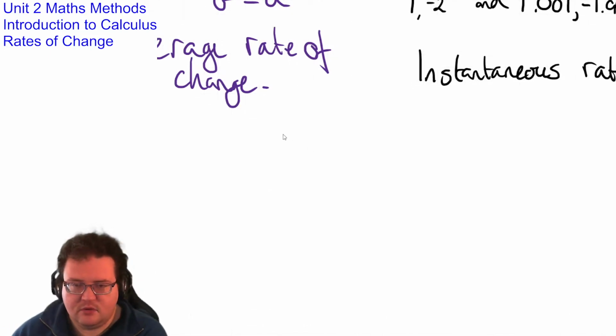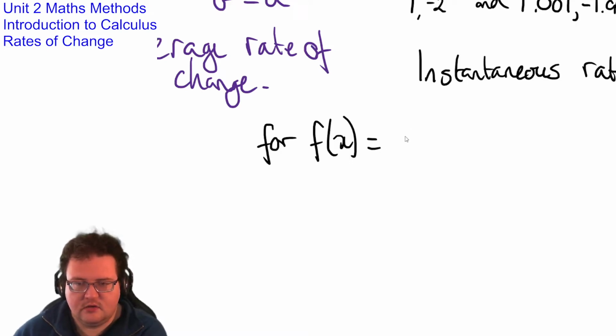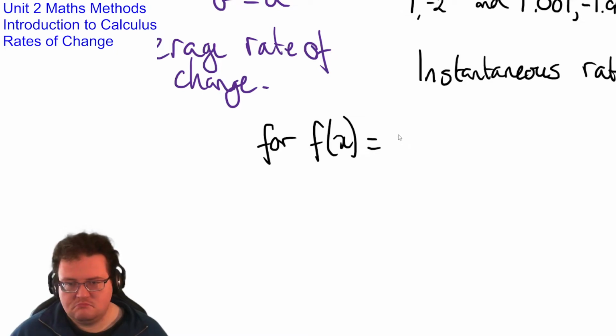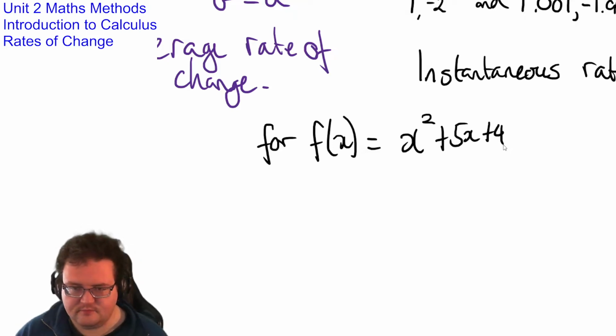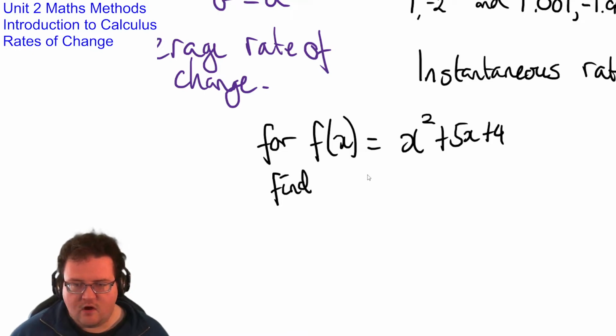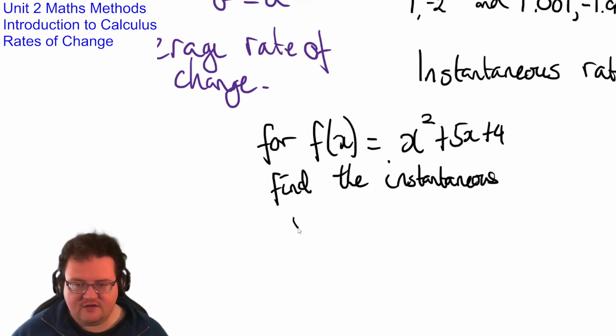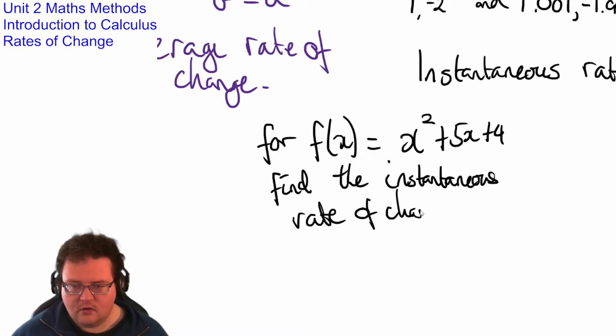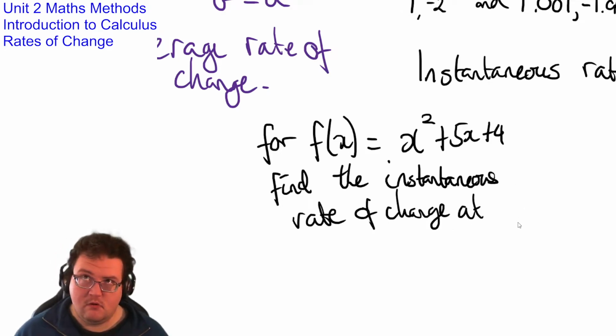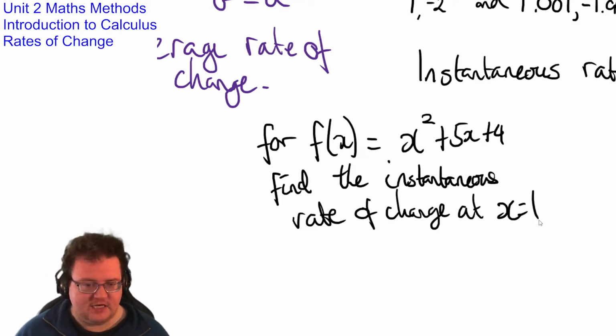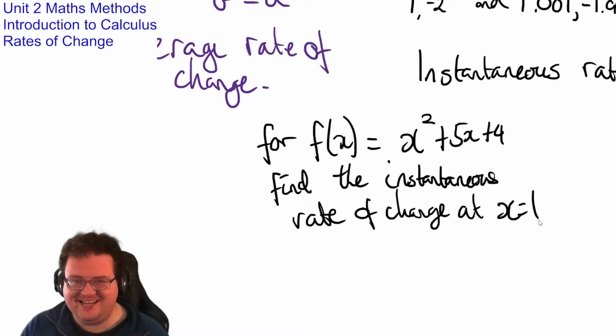So, for example, for f of x equals, let's do something like x squared plus 5x plus 4. Find the instantaneous rate of change at x equals 1. So when x equals 1, what is the instantaneous rate of change?